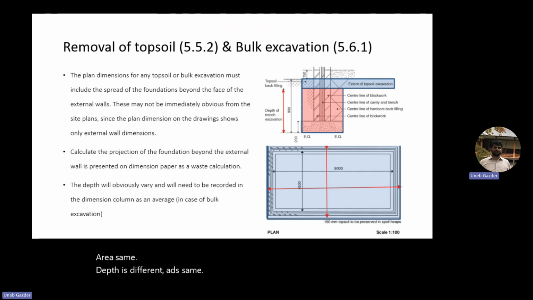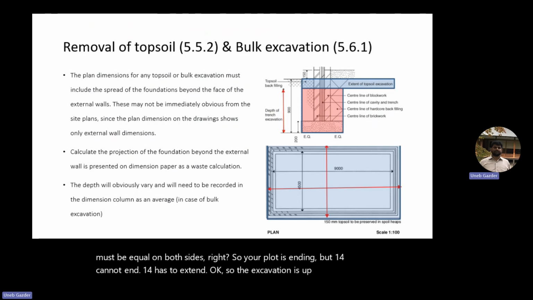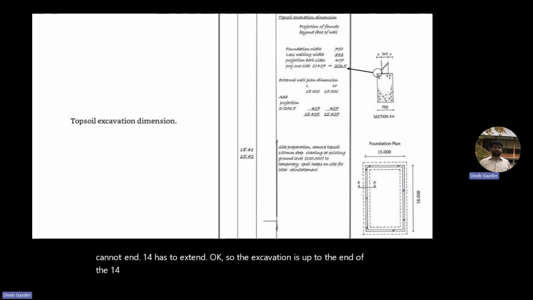And the area is taken not to the edge of the wall, but to the projection of the external footing. So this is your wall, and this is your footing, and this is the outside edge of the plot. The footing will not be up to the wall, because it will make it eccentric, which is not good for load distribution. Footing must be equal on both sides, right? So your plot is ending, but the footing cannot end; the footing has to extend. So the excavation is up to the end of the footing for topsoil as well as bulk excavation. There is an example for that.